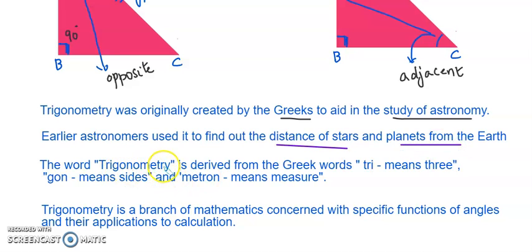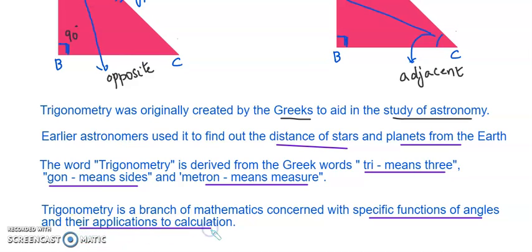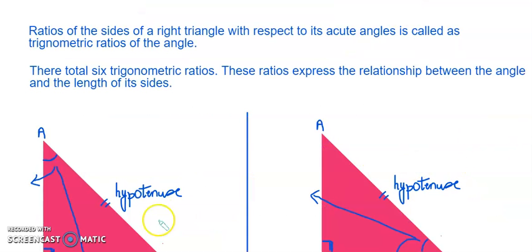The word trigonometry has three parts. Tri means three, gon means sides, and metron means measure. So trigonometry means measure of what? The three sides. Trigonometry is a branch of mathematics concerned with specific functions of angles and their application to calculation, which you are going to understand and apply, along with the basic rules, in this particular class. Okay, so let's talk about the basic rule of trigonometry.